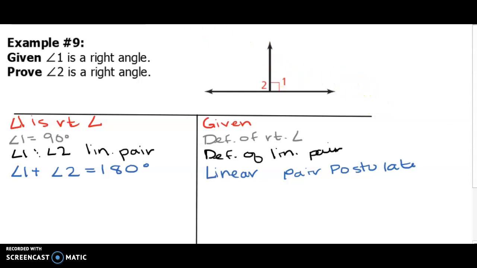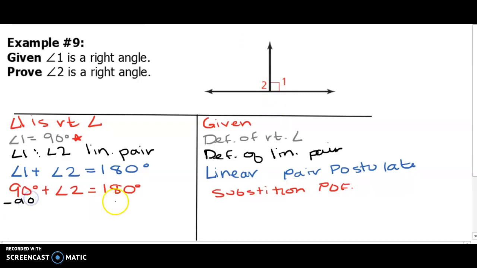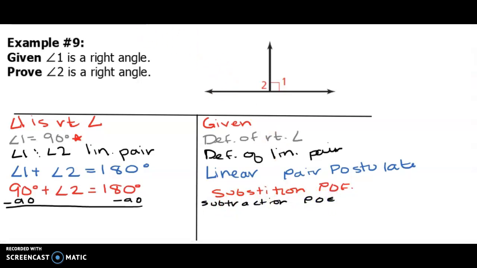All right, well, now I can look back up to here. I know that angle 1 is 90 degrees, so I can substitute 90 in for angle 1. Substitution property of equality. And guys, now I can do algebra. Minus 90 from both sides. That's the subtraction property of equality. And then if I simplify, I get angle 2 equals 90.